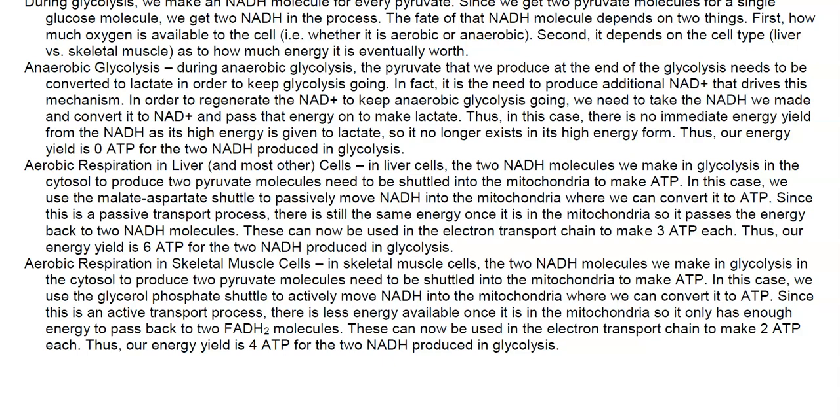The problem is that requires energy, and by the time we get into the mitochondria, the energy we had from NADH is now only available to pass to an FADH2 molecule. These are then used in electron transport to make 2 ATP each, which gives us 4 ATP total from those 2 NADH molecules produced in glycolysis.